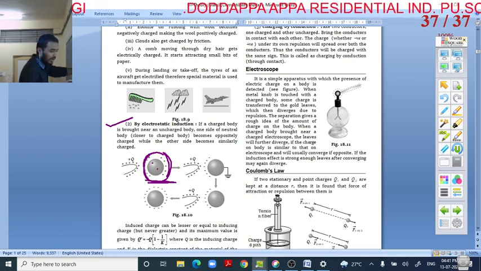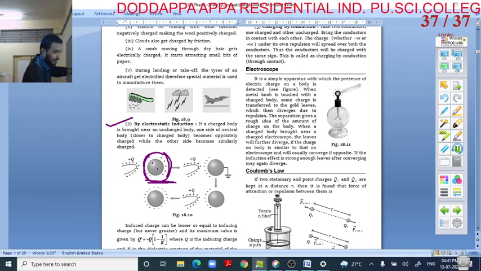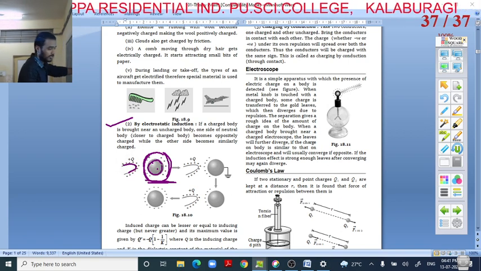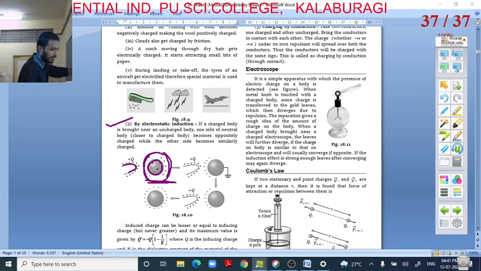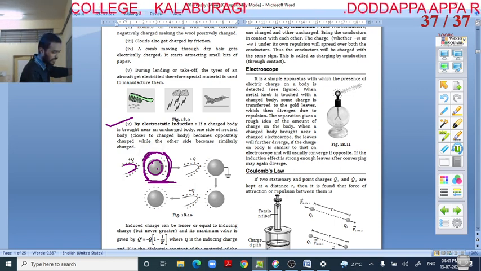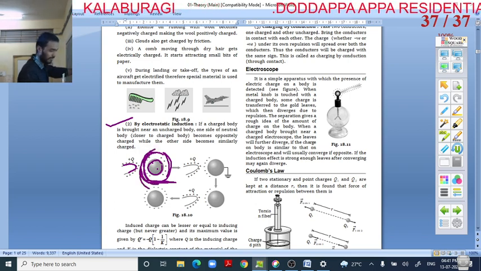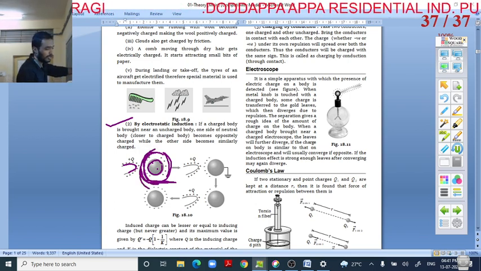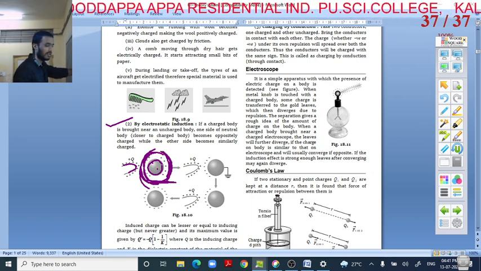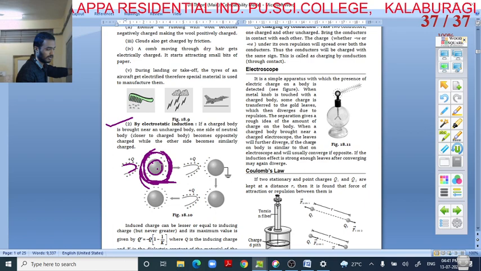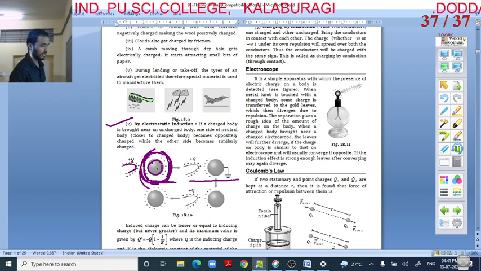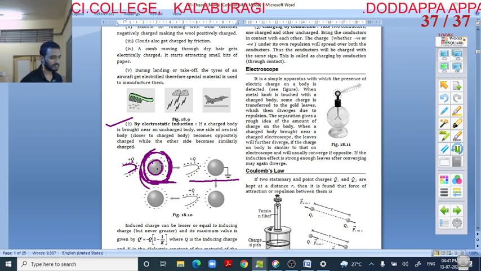When I bring the positively charged body nearer to this body, this positively charged body attracts the negatively charged particles, and all the negatively charged particles settle on this surface, and the remaining positively charged particles settle on the other side of the surface of the body due to the repulsion that we all know. And the second figure will be like this, right?